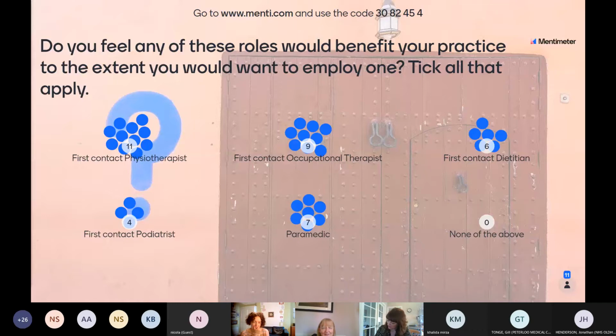Occupational therapists started at 5, and that's now increased to 9. Dietitian started at 9, and that is now 6. Paramedics was 10, and that's now 7. Podiatrist was 5, and that's 4. So yeah, some have reduced, but I think it does highlight the potential lack of awareness of what an occupational therapist can bring to the party.